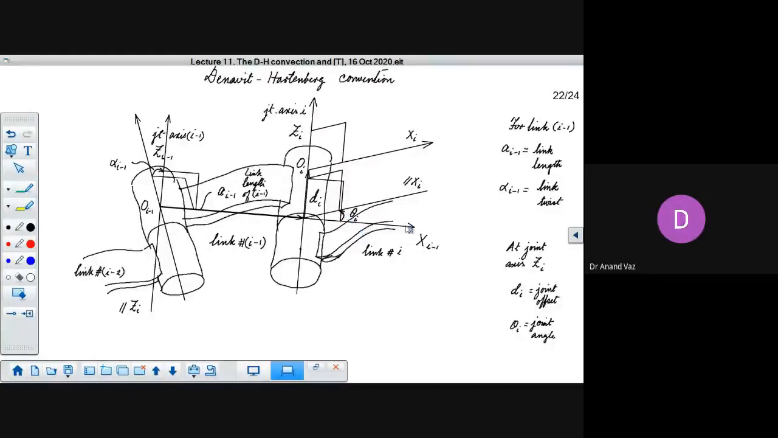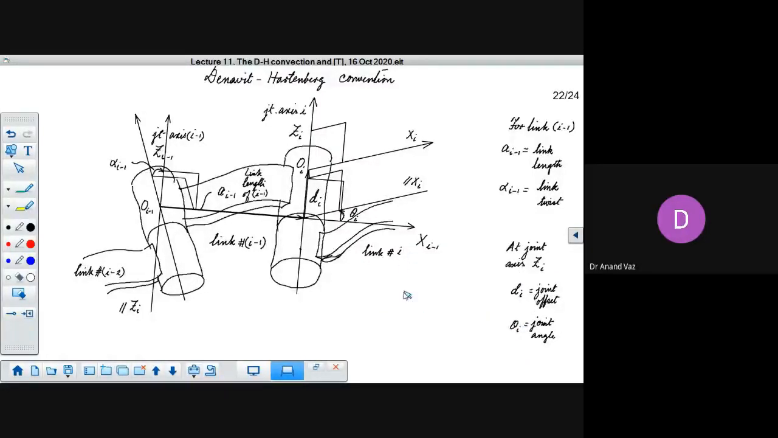And I think now this figure is more clear than the one we had previously. So let's stick to this. And as a summary, these two link parameters corresponding to link i minus 1 here, and the two joint variables corresponding to the joint zi here, are mentioned.